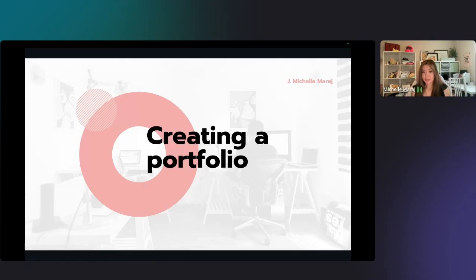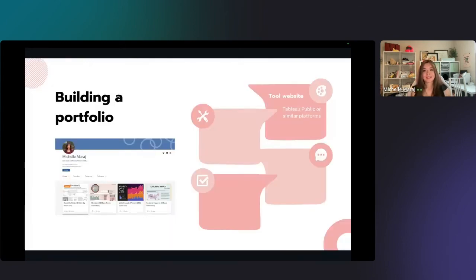So, creating a portfolio. Let's say you have been practicing, you've been building those skills, and now you want to share your work with the world. A portfolio is going to be really, really valuable if you are interested in pursuing a career in data visualization. For me, as a Tableau dashboard developer, I like to show examples of my Tableau dashboards because that shows the employer that I'm telling the truth on my resume and I do know how to create these visualizations, and I can really show off my skills.